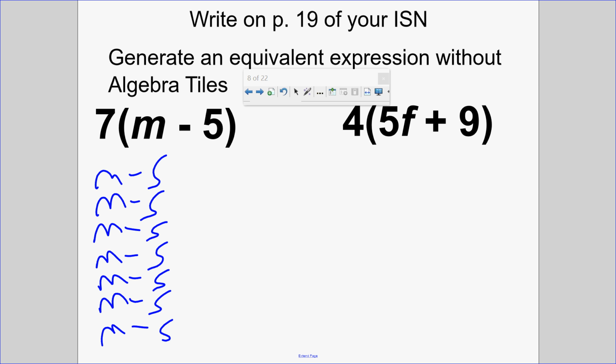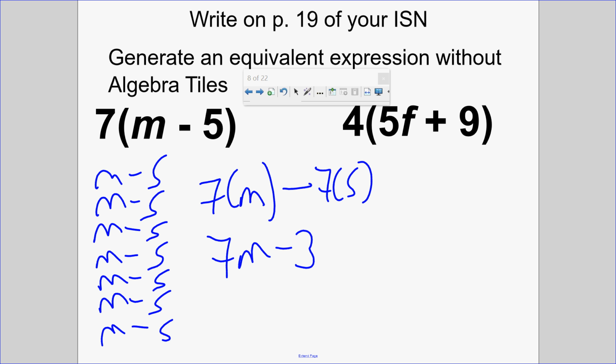So how many m's do you see here? I see 7 groups of m. Minus, how many groups of 5s do you see? I see 7 groups of 5. So 7m minus 35. What about the next example?